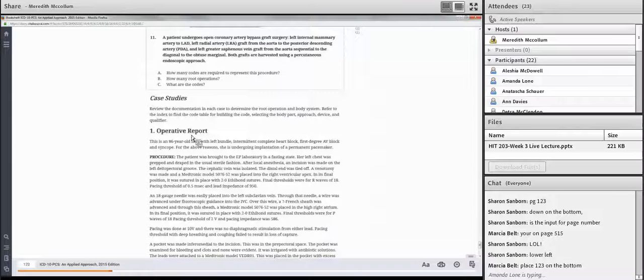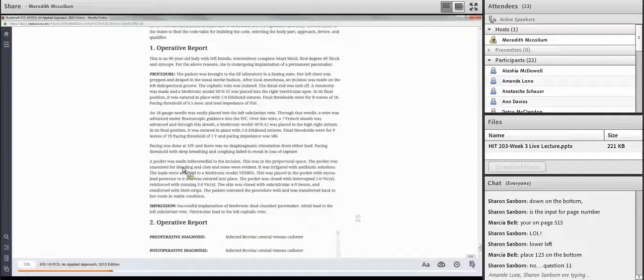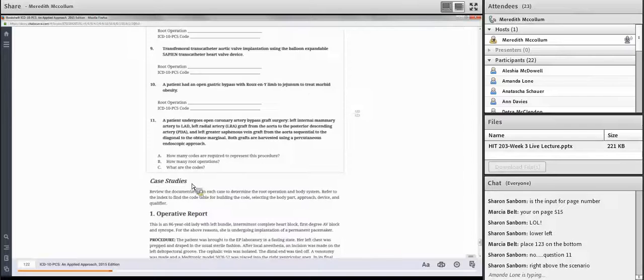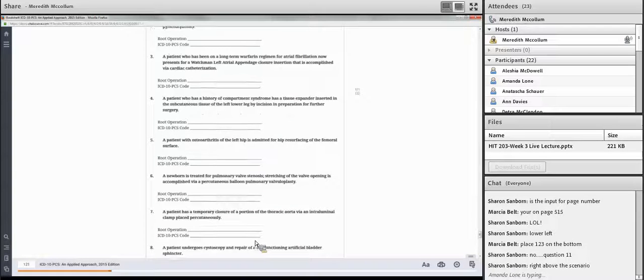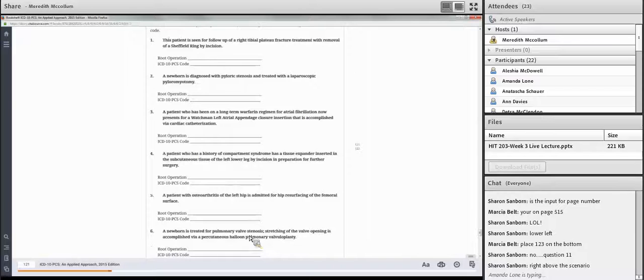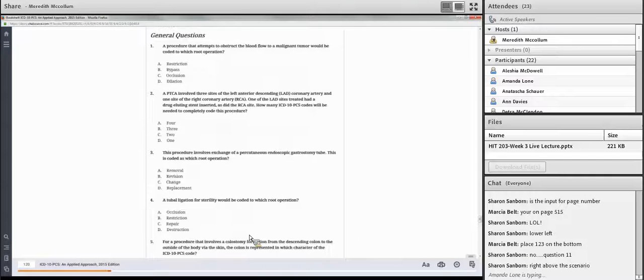Okay, up your left bundle, complete heart block. Procedure. Left chest was prepped and draped in the usual sterile fashion. Let's see. That's not the right one, that's obvious, oh, right above the scenario, okay. I'm just looking.